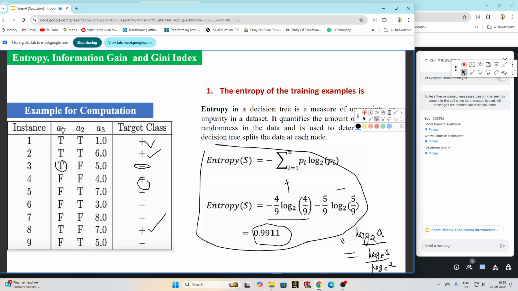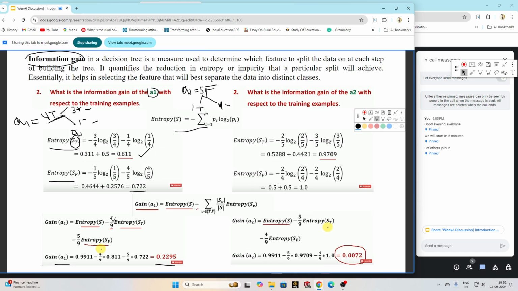So in a1 you have 4 true examples, 1, 2, 3 and 4. And the total number of examples is 9. So 4 by 9, minus 4 by 9 into the entropy of the true set in a1. Similarly, you have 5 false examples, that is why minus 5 by 9 into the entropy of your negative examples.